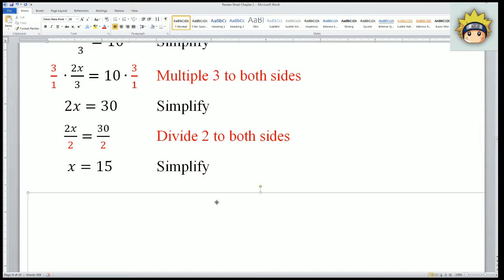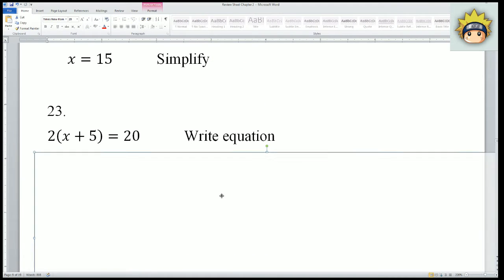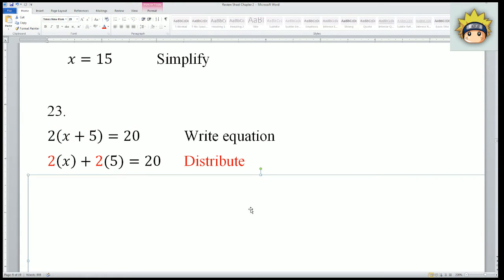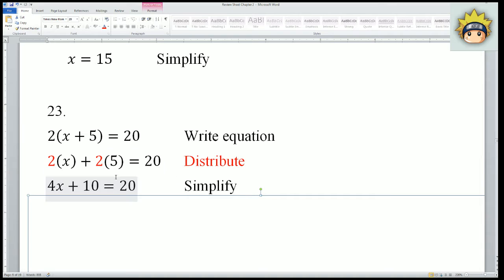Alright, there you go. 23. 23 has 2 parentheses x plus 5, close the parentheses, and that is equal to 20. We have to get rid of the parentheses first of all. So distribute the 2 to x, then distribute that 2 to 5. It should look something like this: 2 times x plus 2 times 5 equals 20. 2 times x becomes 2x.